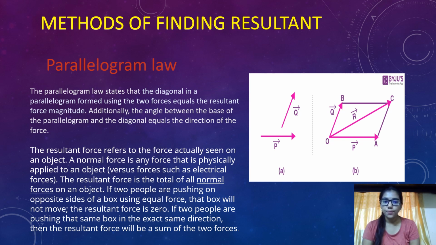If two people are pushing on opposite sides of a box using equal force, the box will not move. The resultant force is zero. If two people are pushing that same box in the exact same direction, then the resultant force will be the sum of the two forces.